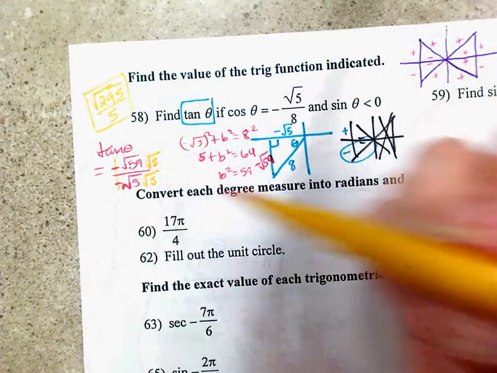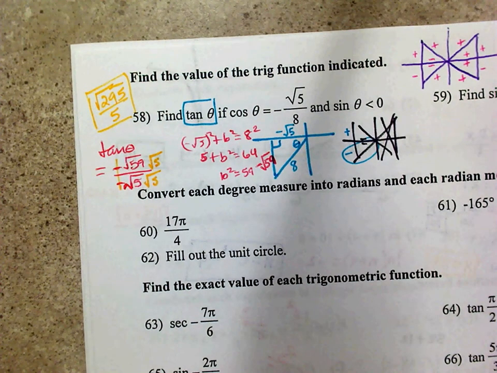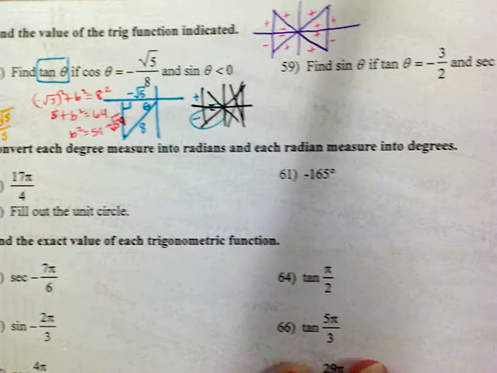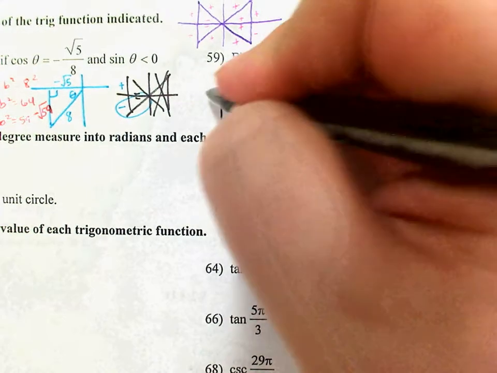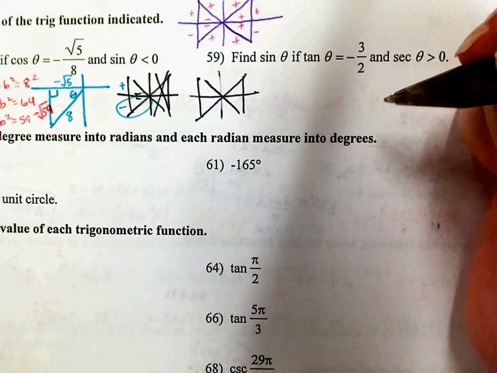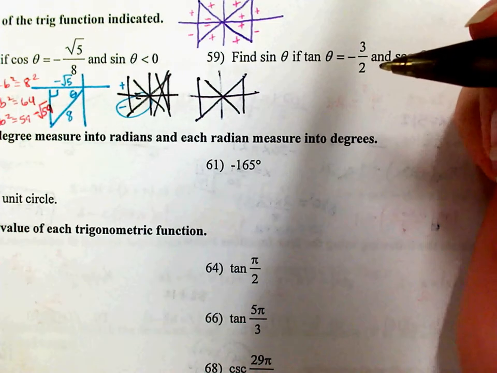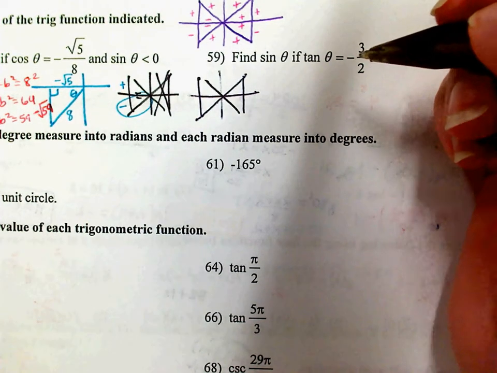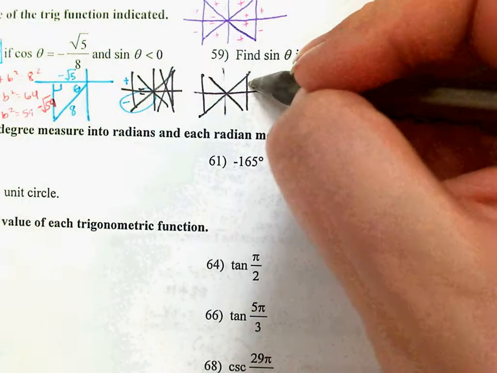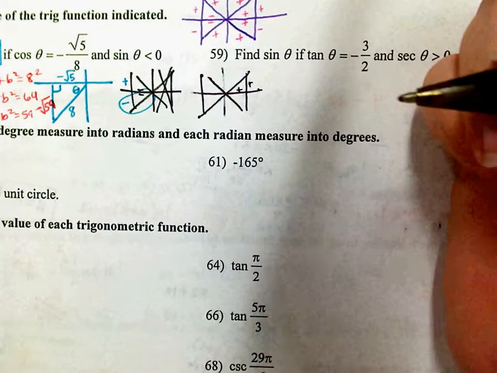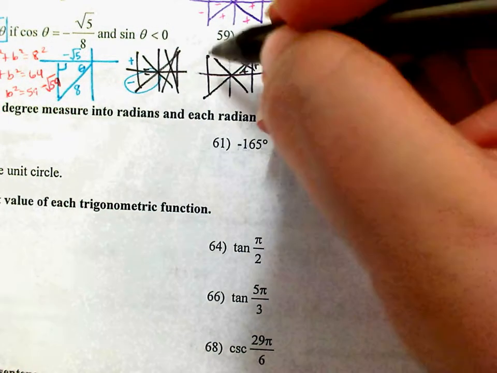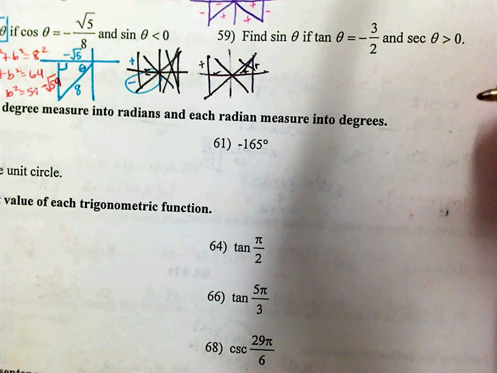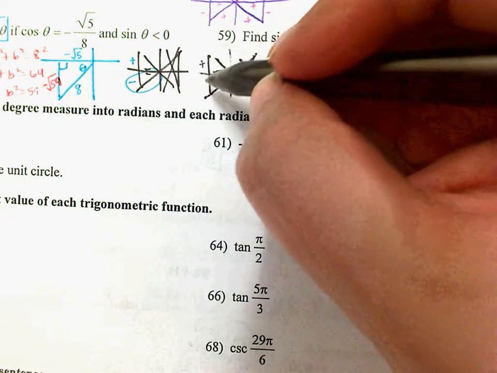Okay. Let's go to 59. The two pieces of information they give me are that tangent is negative. What is tangent comprised of? Opposite over adjacent. So if they're both positive, is it positive? Yes, so that's not it. If one of them's positive, one of them's negative, is it negative? Yes, and that's what I need, right? If they're both negative, tangent's positive. If one of them is negative and one of them is positive, then it's negative.